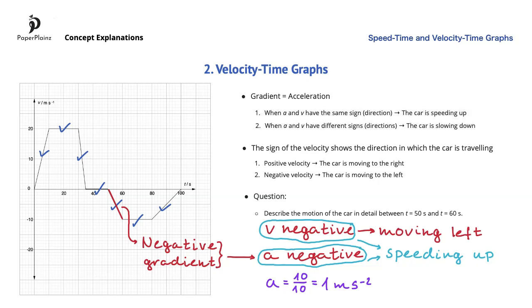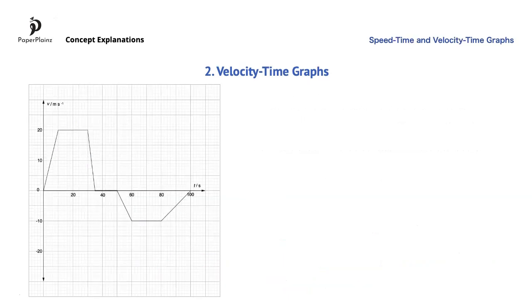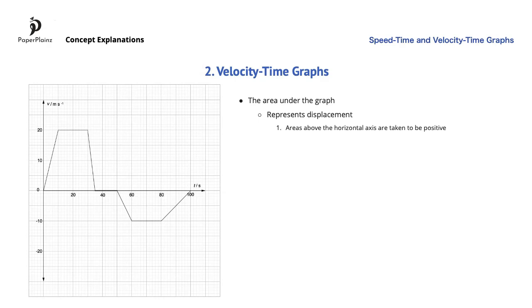Next, let's see what the area under the graph represents here. So the area under a velocity time graph represents displacement. Remember that displacement is a vector, and its magnitude shows how far the object is from its starting point. The displacement also has direction, and this tells us whether the car is located towards the positive or the negative direction from its starting point. Because of this, when we are calculating the displacement, areas above the horizontal axis are taken to be positive, and areas below the horizontal axis are taken to be negative.